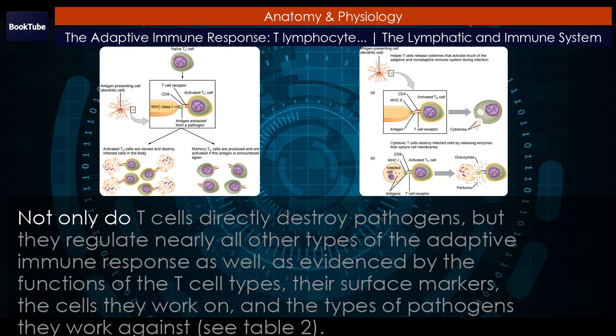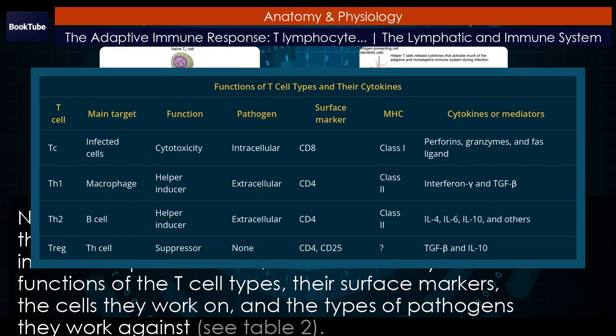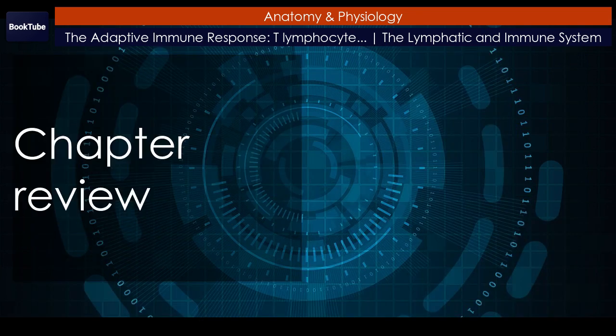Not only do T cells directly destroy pathogens, but they regulate nearly all other types of the adaptive immune response as well, as evidenced by the functions of the T cell types, their surface markers, the cells they work on, and the types of pathogens they work against. See Table 2. Chapter Review.